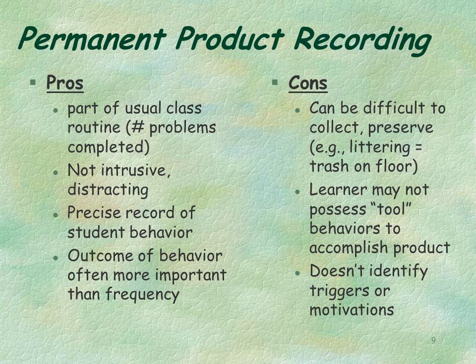Permanent product recording is very useful when you're very outcome focused. How many math problems were completed, what percentage of these are correct. You can get all of that information from looking at permanent products. The biggest disadvantage is that it does not tell you anything about process. It's very product focused. So if you want to know more about what actually happened when something was completed, you have to observe that process.